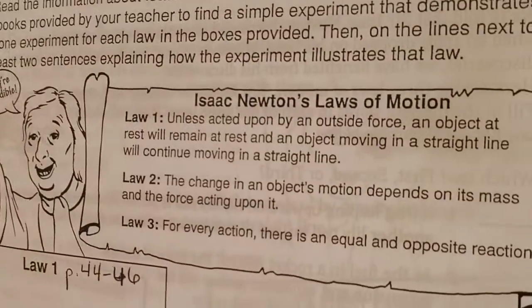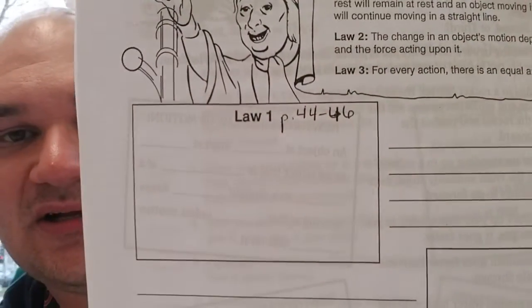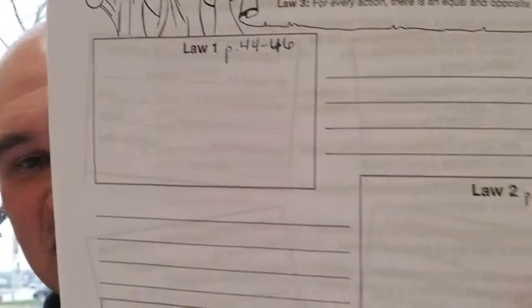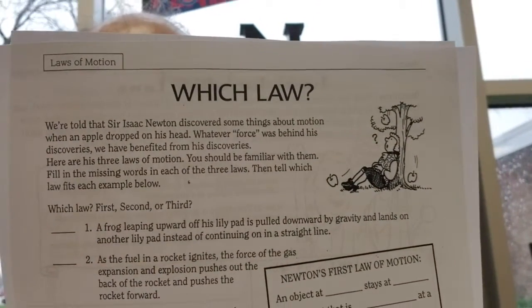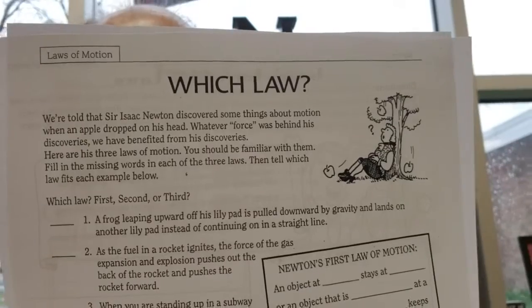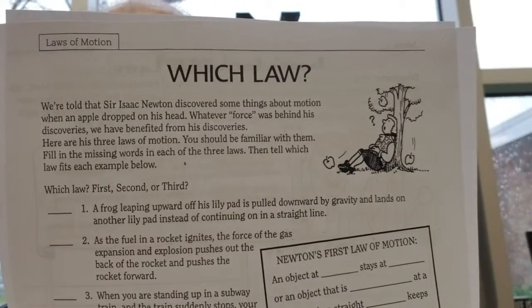So here's Newton's 3 laws. Law number 1 is going to be pages 44 to 46, law number 2, 47 to 48, and law number 3, 49 to 50. Don't worry about the bonus box, just go ahead and completely skip the bonus box. Back of that page is a which law, first, second, or third. We're told Sir Isaac Newton discovered some things about motion. When an apple dropped on his head, whatever force was behind his discoveries, we have benefited from his discoveries. Here are his 3 laws of motion.